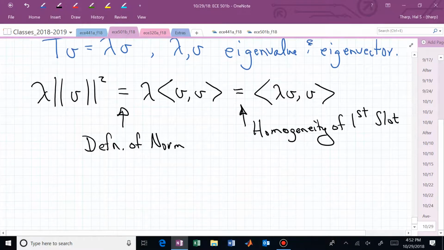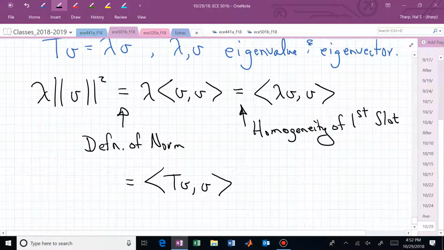But what is that equal to now? That most recent inner product expression is lambda v, and you said, oh, I'm thinking eigenvalue eigenvector. What's lambda v? That's TV. So now this is really TV inner product with v. This is just the eigenvalue eigenvector equation.